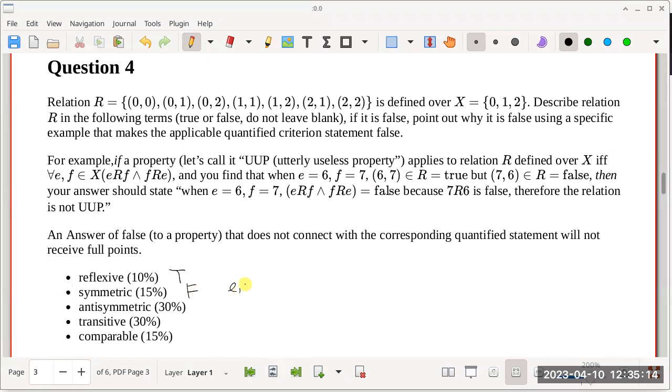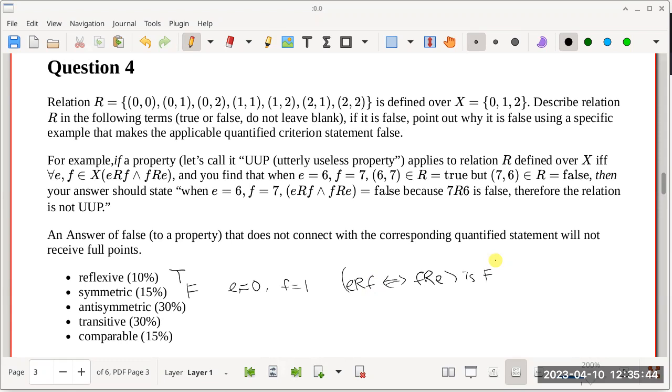Because if E equals 0 and F equals 1, then ERF if and only if FRE is false. Okay? If and only if is literally what it sounds like. It means the implication has to go both ways. All right.